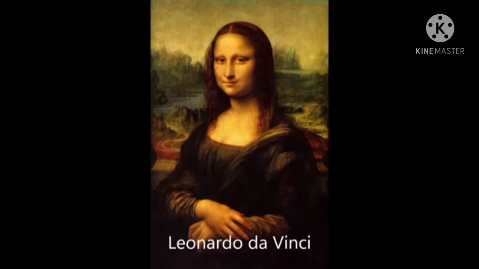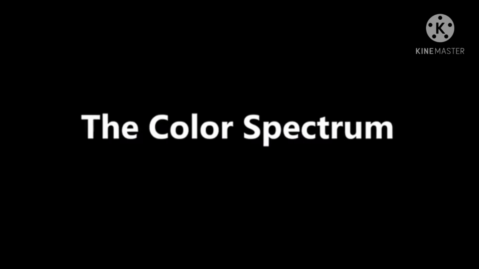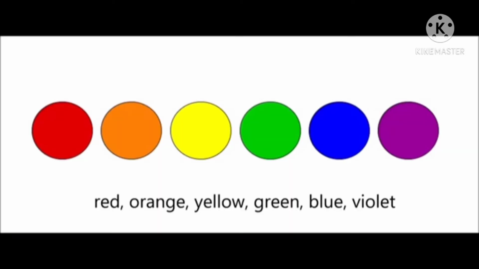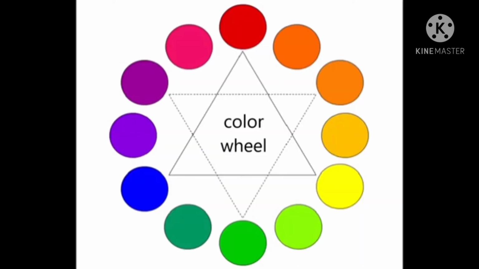Now, understanding the properties of color is the most important part of color theory, and it is the foundation upon which all other color knowledge is built. We have the color spectrum. The foundation begins with the color spectrum. The color spectrum is the natural color. We have the red, the orange, the yellow, green, blue, and violet.